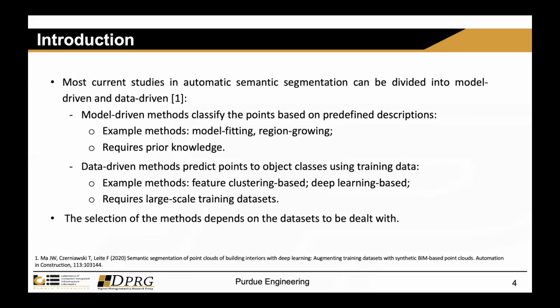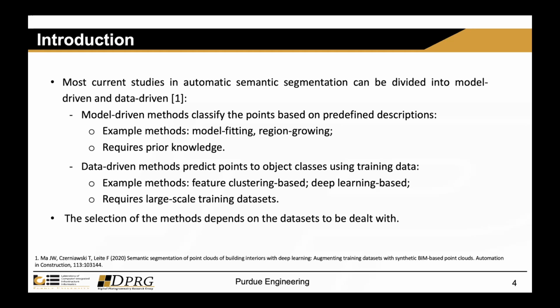Another type of method is the data-driven method, which predicts points to objects using training data. Examples include feature clustering-based methods, which cluster the points into groups based on their similar attributes. Also, a rising trend in this type of method is the deep learning-based approach, which can learn the features automatically. This line of research usually requires large-scale data sets for training. I would say there is no dominating type of method over another because each method has its best suitable application scenarios. The selection of the method will depend on the data sets you're going to deal with.